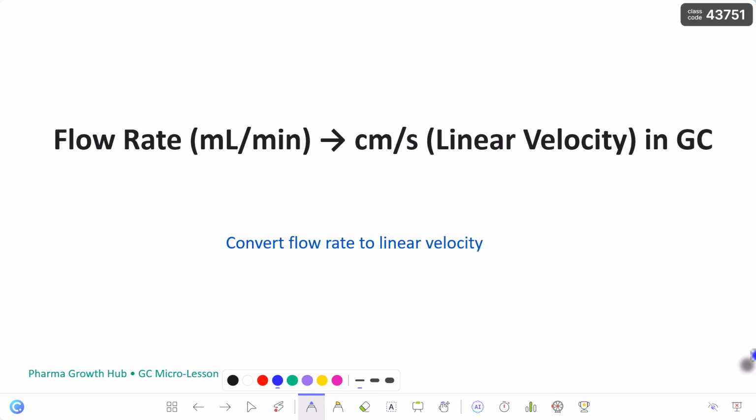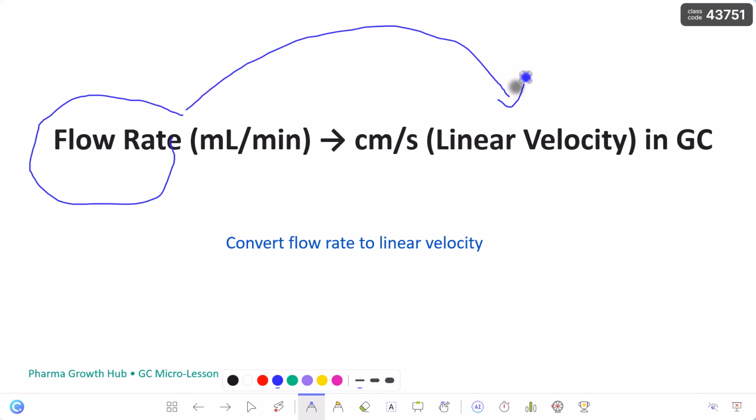And in today's discussion, we will try to understand how one can convert a flow rate into a linear velocity. This conversion is mostly applicable in gas chromatography if you are using a capillary column.